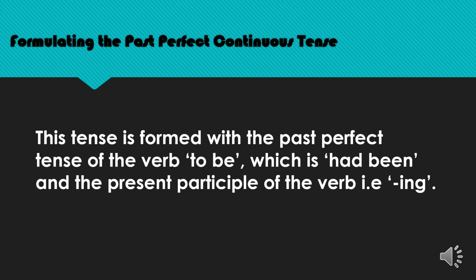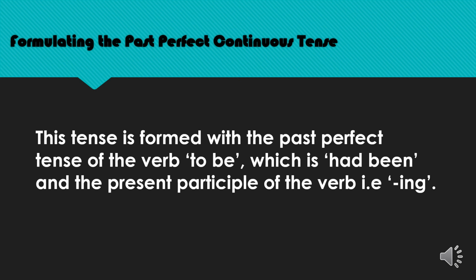So let us learn how to formulate the past perfect continuous tense. This tense is formed with the past perfect tense of the verb to be, which is had been, and the present participle of the verb, that is ing. Or in other words, you can say first we keep subject, then had been, then the first form of verb, then the ing. We have to add ing with the first form of verb. For example, she had been studying since morning.